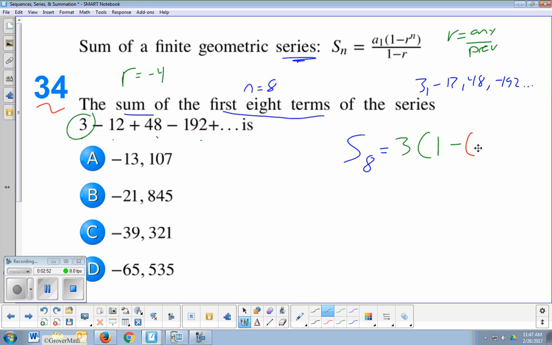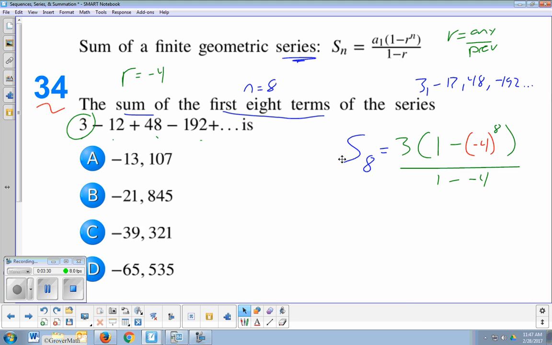Now, you want to put the r in its own parentheses, raised to the n, and in this case, n is 8. It's a little confusing, because if I don't do that, then sometimes people think they can do 1 minus negative 4 and then raise that to the 8th. That's not the case, right? It's not the same thing as 1 minus r to the n. It's 1 minus just r being raised to the n. So you have to be very careful with that. That's what I mean, parentheses are a big part of these problems. And then this whole thing is over 1 minus r. Now this is just 1 minus negative 4.